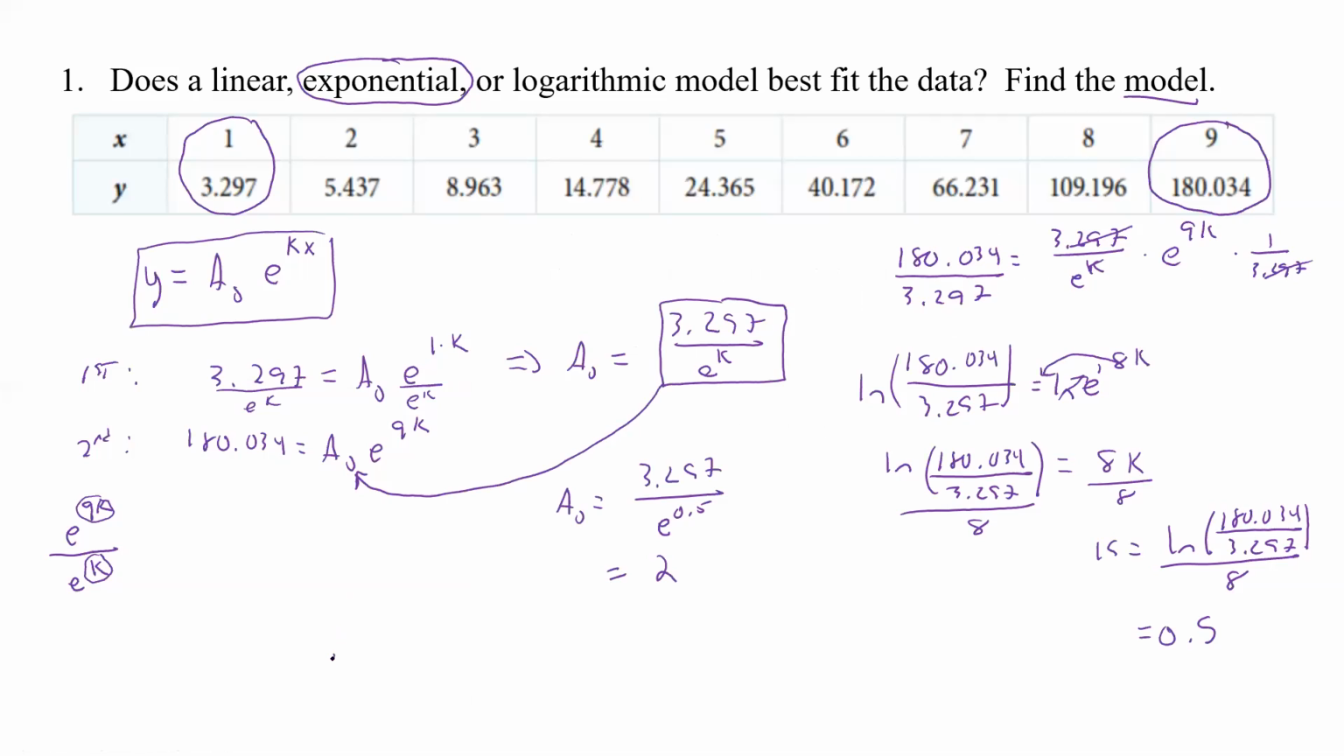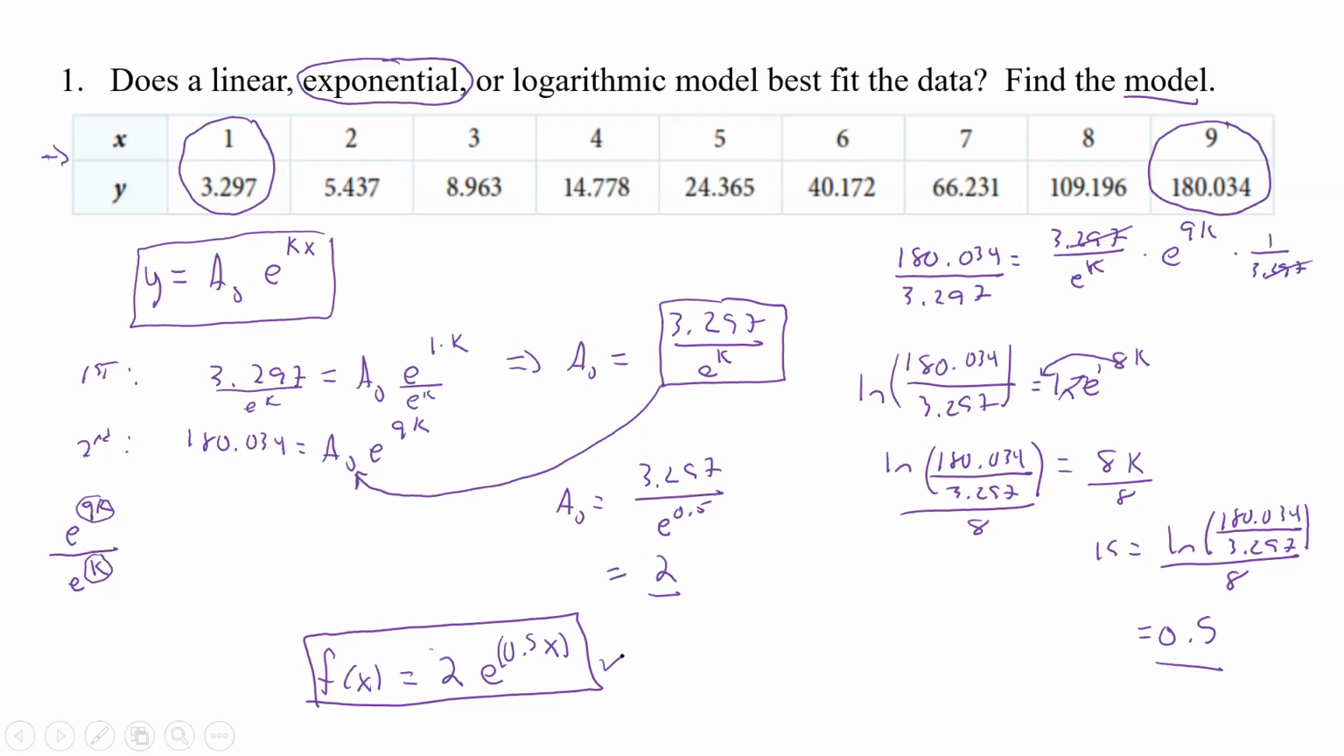So then we can say f of x, or we can say y, or whatever we want to say, is equal to a naught times e to the k times x, which is 2 times e to the 0.5 times x. And if we want, we can put that in parentheses so we know the whole thing is raised to that power. And so that is going to be the model of this set of data. So again, it wasn't hard. We just used 2 points, the first one and the last one, and worked our way through finding the things we needed to find. And luckily it simplifies down to something pretty easy, 0.5 and 2.